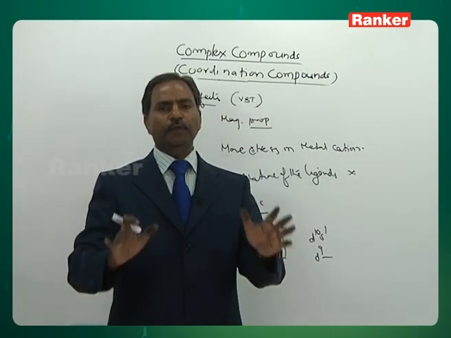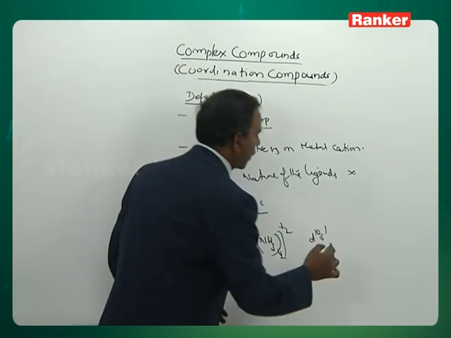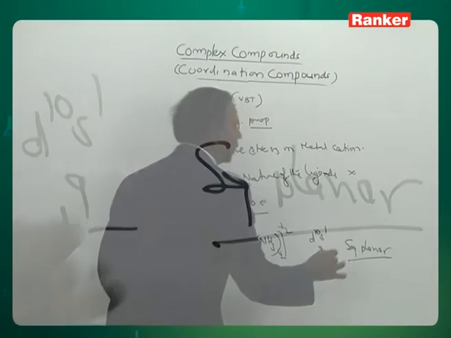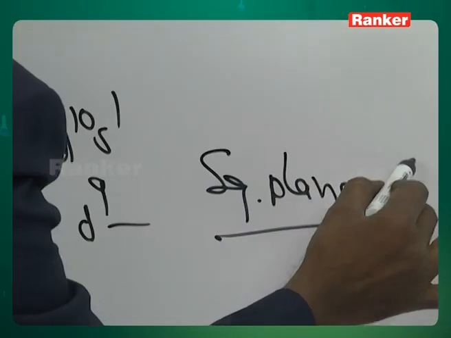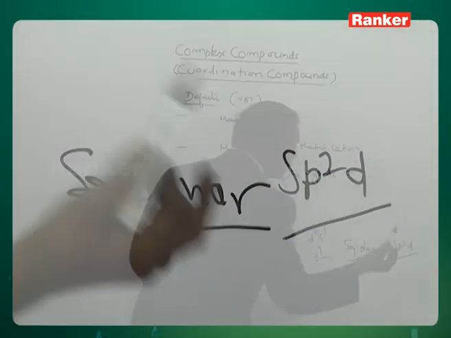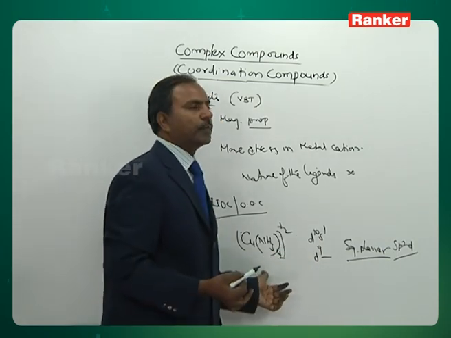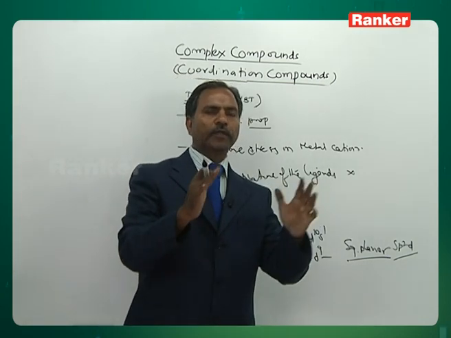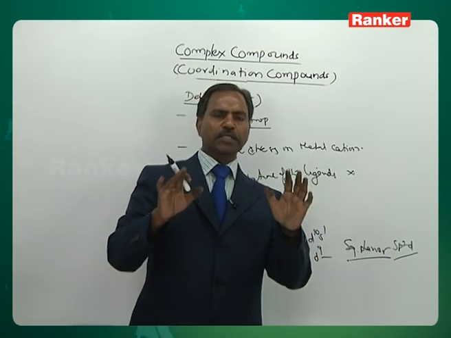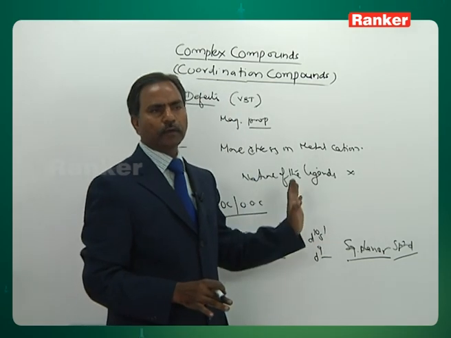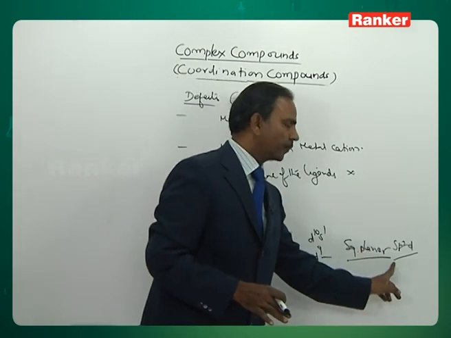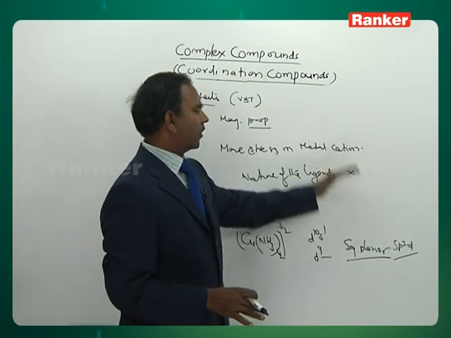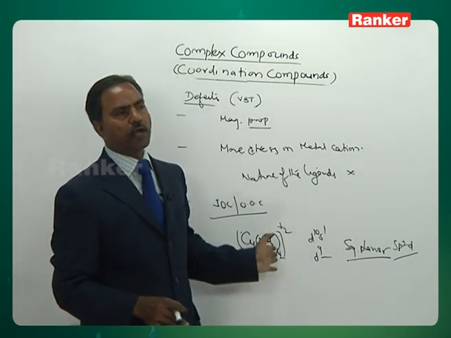But experimental results show it is square planar. The hybridization is also a little abnormal: it is dsp2 hybridization. So this particular complex, according to valence bond theory, should be sp3 and tetrahedral, but experimental results give the information that it is square planar with dsp2 hybridization. In this way, these are some of the defects of valence bond theory.